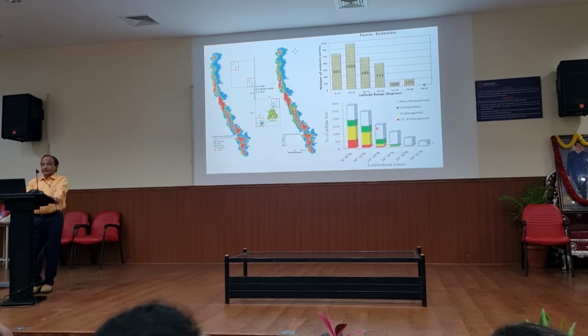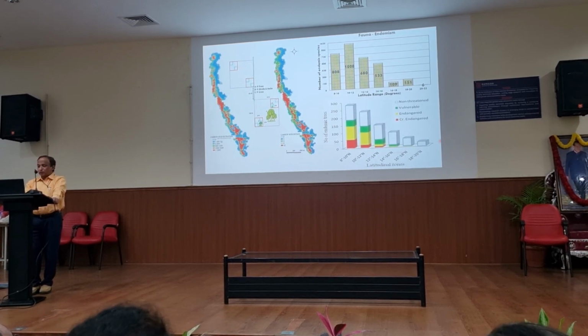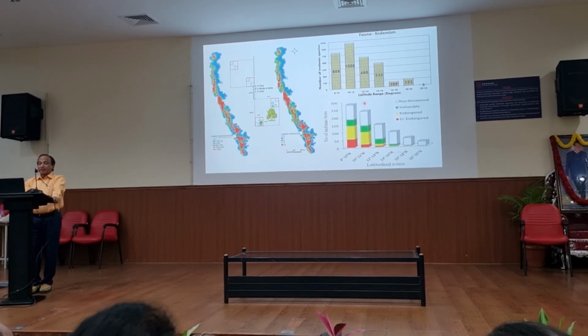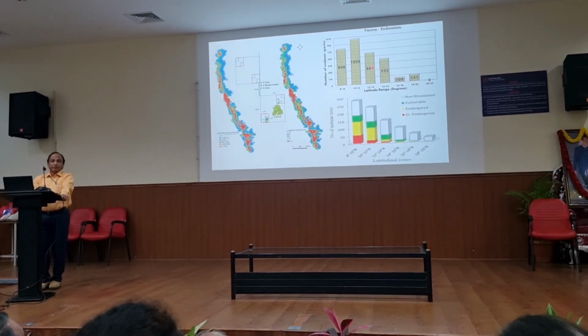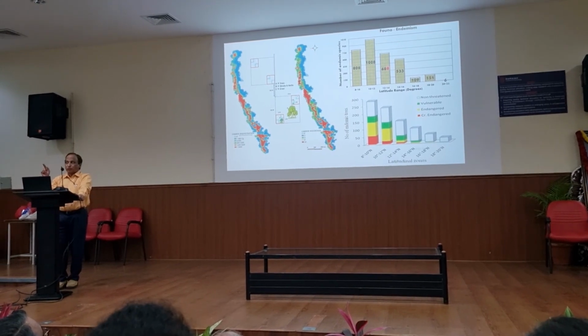To summarize what I said, you see from Kerala to Gujarat, tree endemism is higher in Kerala and Karnataka. And fauna endemism is for species that occur only in that location.